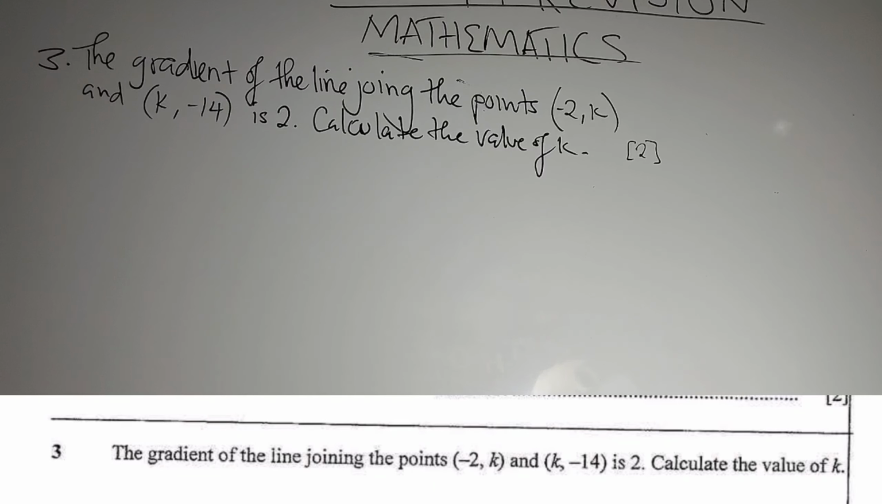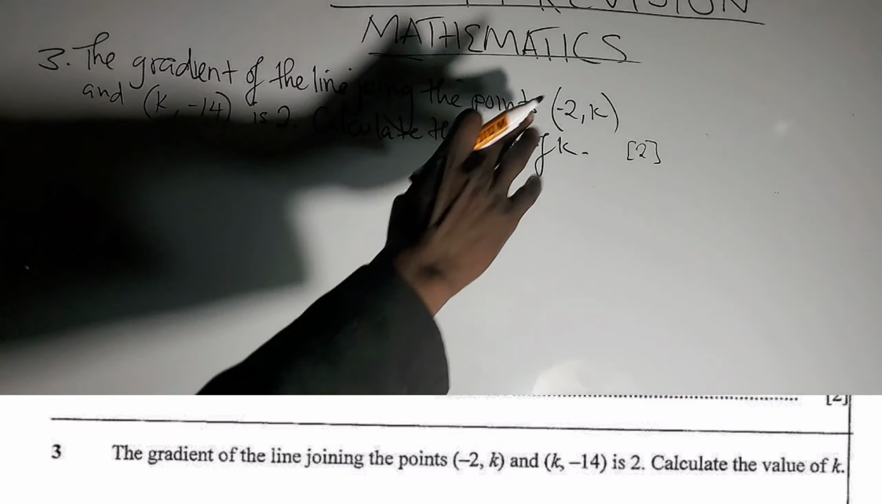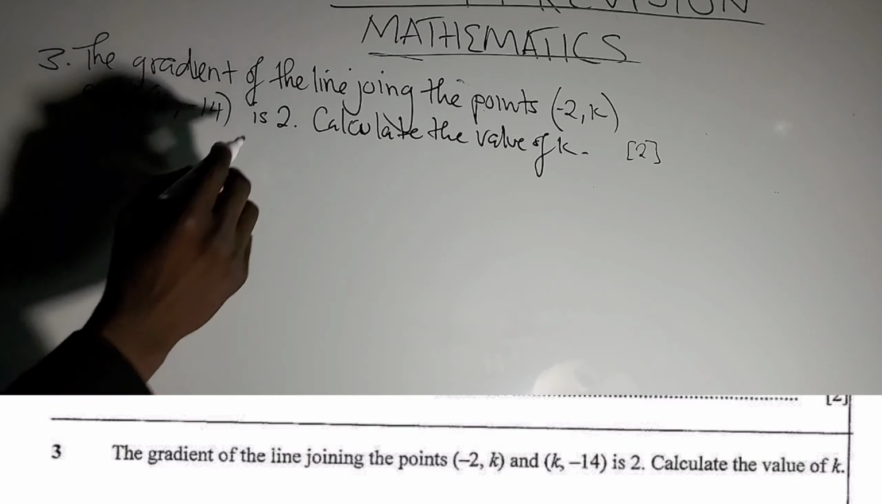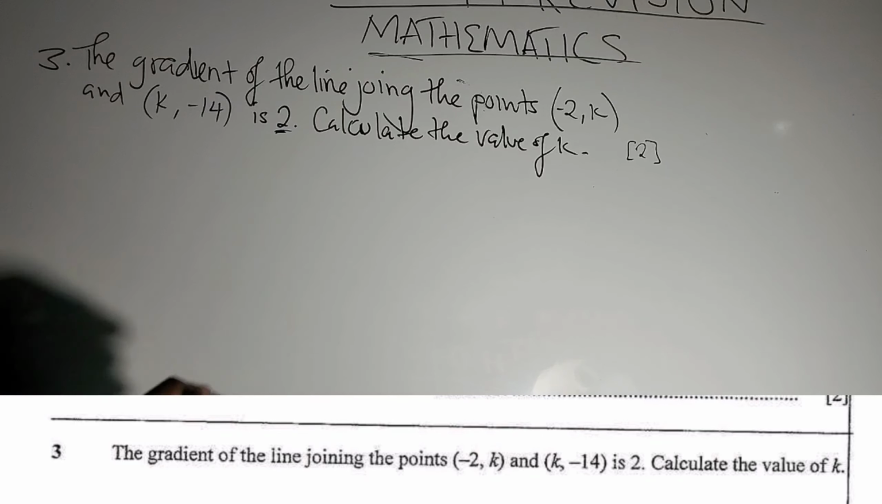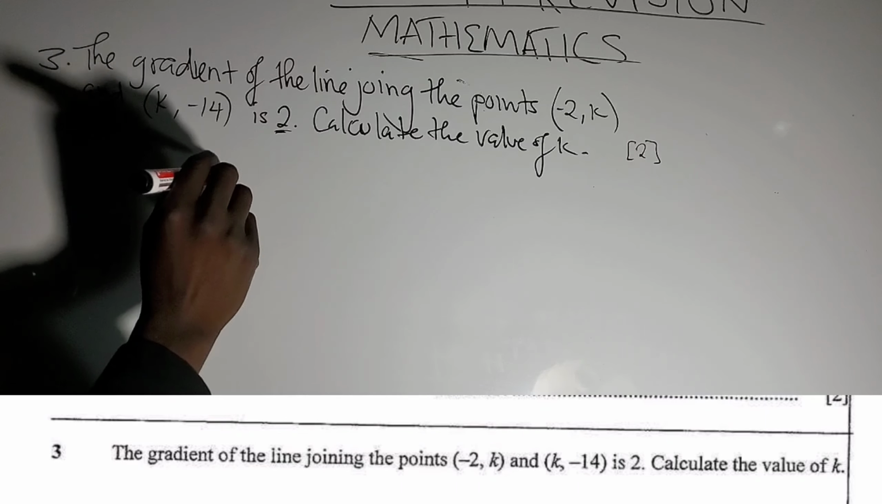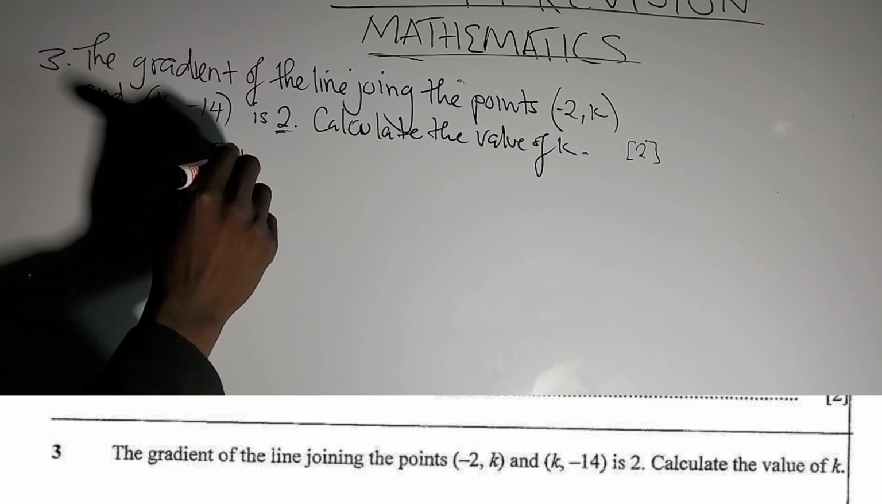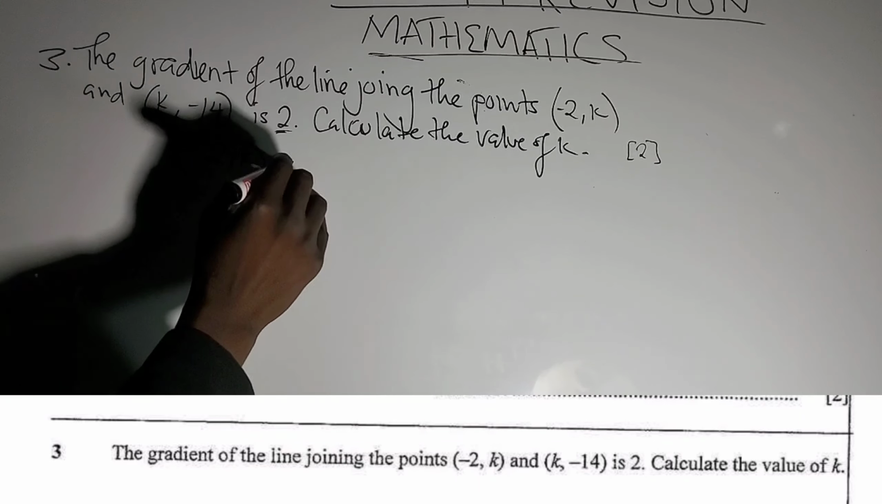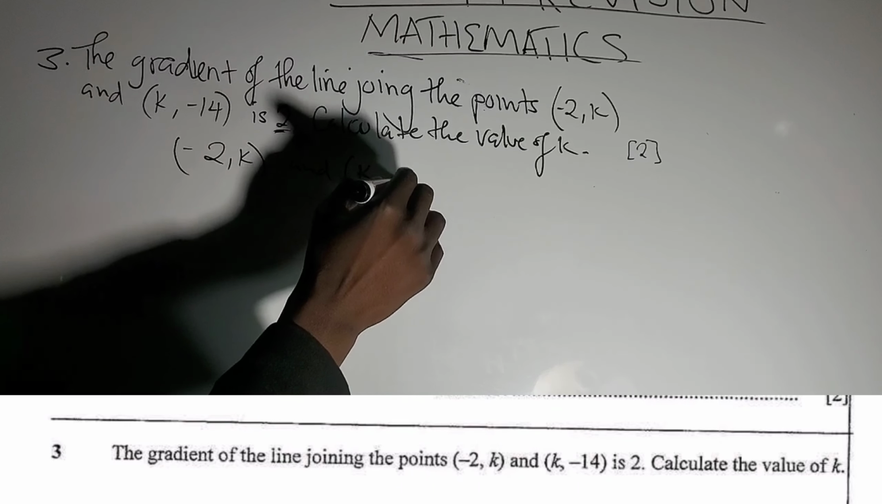Okay, let's go to the next question. So question number 3 is saying the gradient of the line joining the points, this point and this point, is 2. So this is the gradient of the line. So calculate the value of k, 2 marks. So what you need to do, let's get what the points are. So the points we have negative 2, comma k, and k, negative 14.